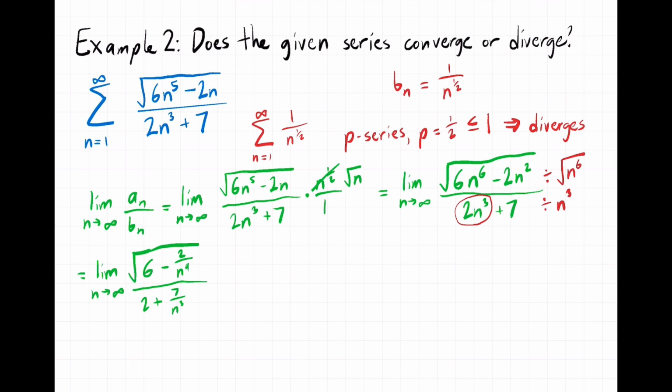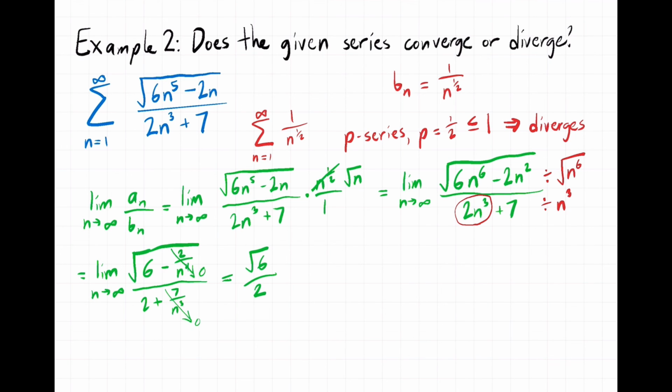And now, I'm actually ready to plug infinity in, because 2 over n to the 4th, that's going to go to 0 as n goes to infinity. And 7 over n cubed is also going to go to 0 as n goes to infinity. So now we're actually ready to go. We're going to get the square root of 6 over 2.